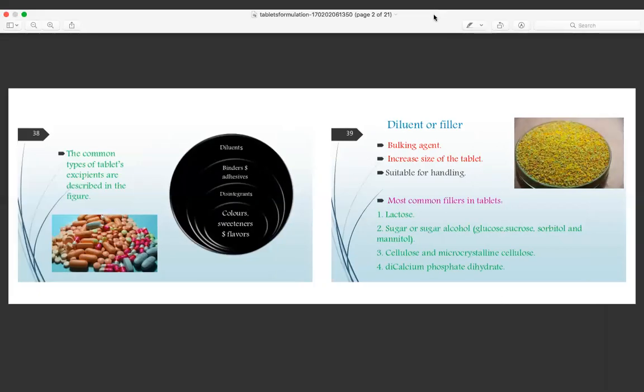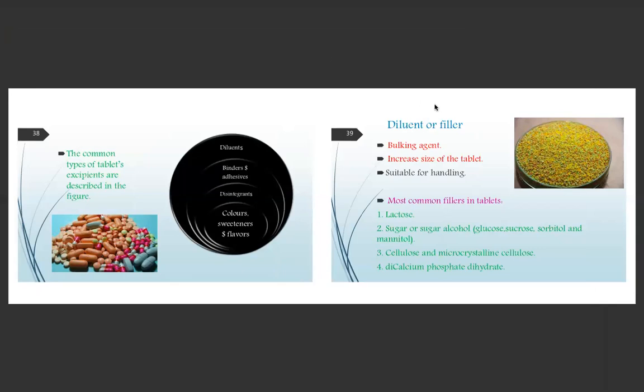Next is the diluent, which is used to enhance the volume of the tablet or bulkiness of the tablet. So for any type of tablet, if you want to increase the volume, you can always add a diluent to it. The most common fillers are lactose, sugar, sucrose, sorbitol, cellulose, MCC, that is microcrystalline cellulose, and dicalcium phosphate dihydrate. So these are the commonly used diluents.